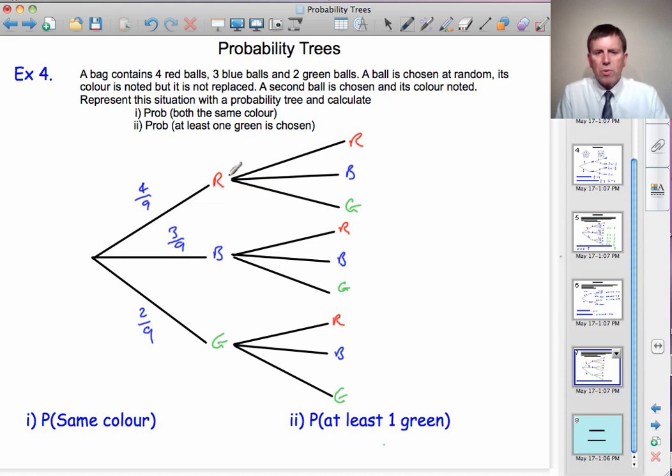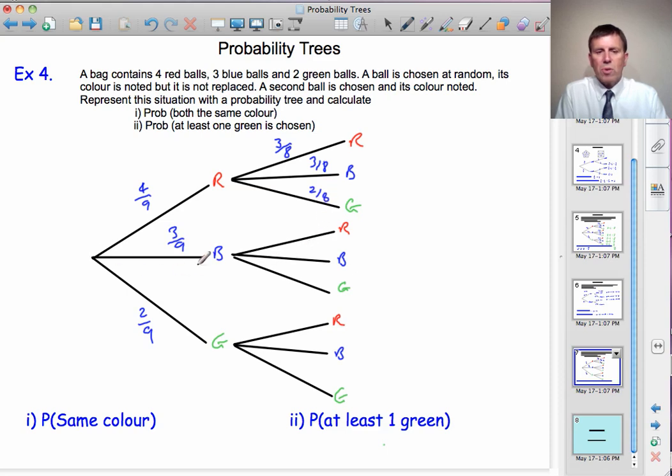If we're coming down this route here, we've taken out a red. So there are now only 8 balls left in the bag. There are no longer 4 red because we've just taken one. So the chances of getting a red the second time are 3 out of 8, 3/8. What would be the chances of getting a blue? Well, there are still 3 blue balls, but there are only 8, not 9. So it's 3 out of 8, 3/8. Still 2 green, so that probability is 2 out of 8.